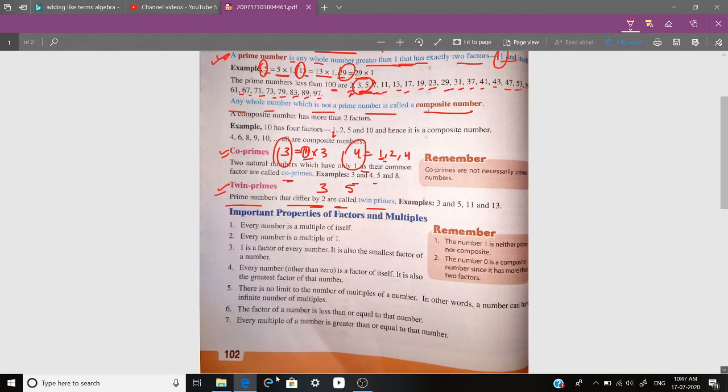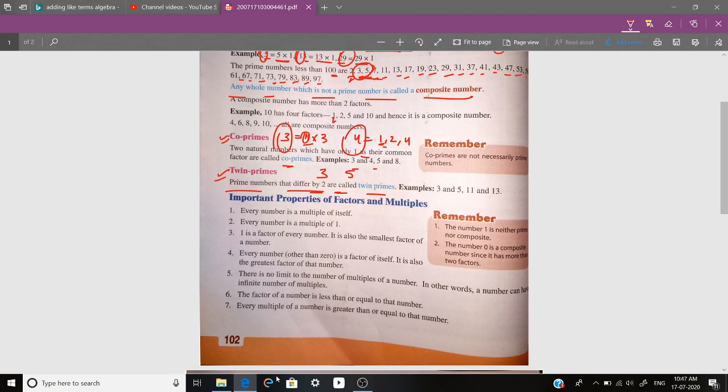Now there are some important points which we have to understand. Important properties of factors and multiples. Property number one: every number is a multiple of itself. For example, 5. 5 is a multiple of 5, because as I have told you, the first multiple of 5 is 5 itself, then 10, then 15 and so on. So every number is a multiple of itself.